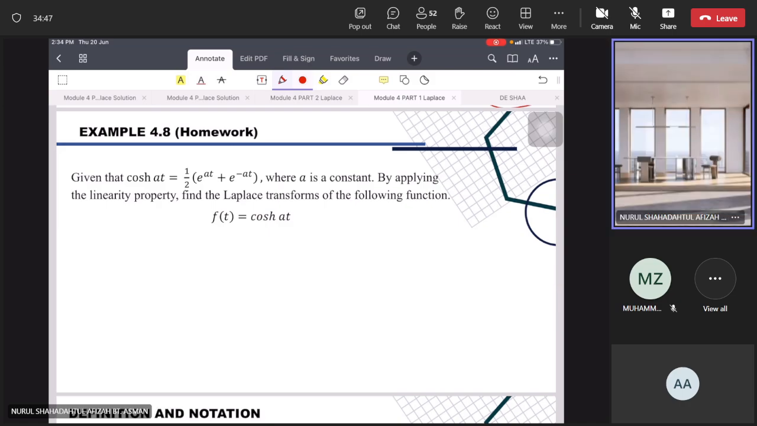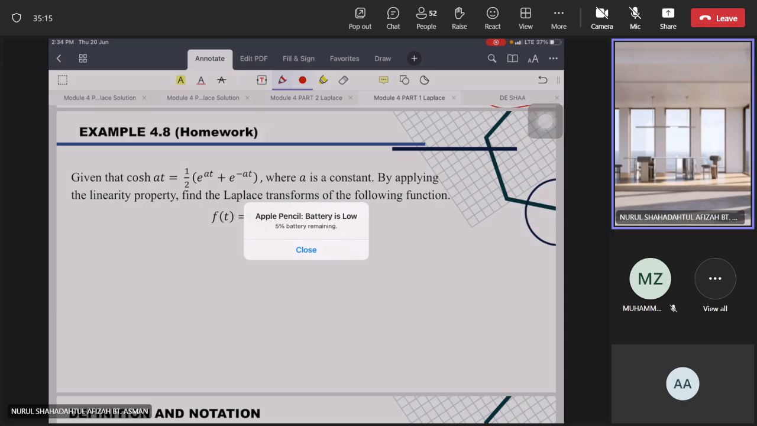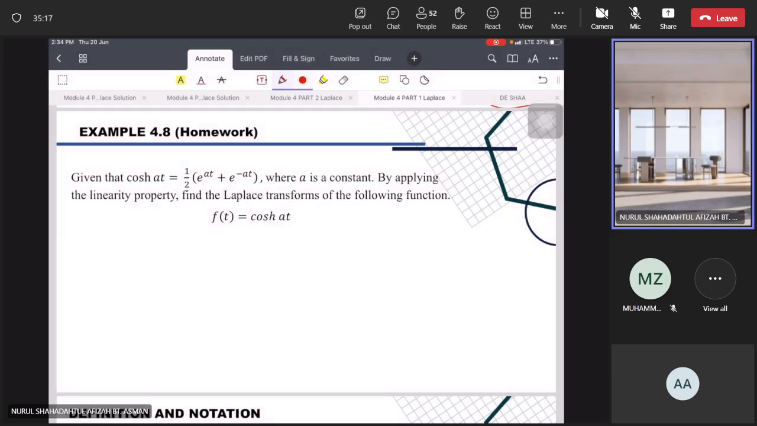Nobody did it? You don't know how to do? Don't know how to do. You want to start, you try to do, but don't know how to start. Is it? Okay, never mind. I will show you.